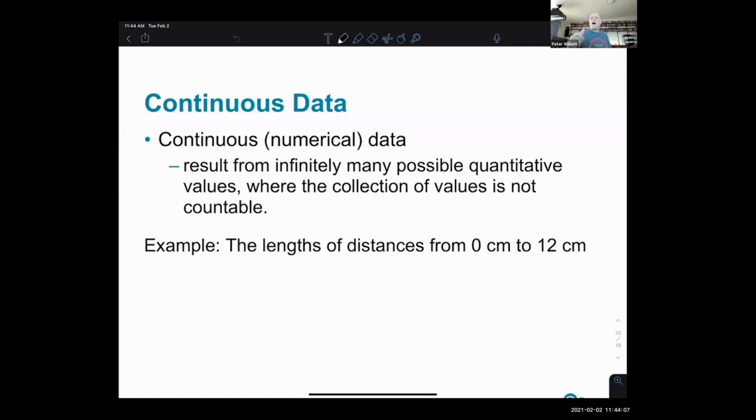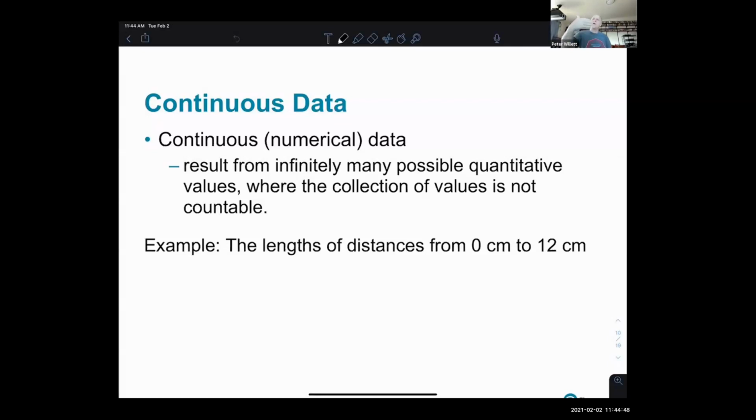You could have 5.738924397 centimeters. And if I change any one of those decimal values even a little bit, I get a different number. There may be limits on how accurately you can measure, but there is no limit in terms of how the length of a distance from one thing might be from the other. There are infinitely many possible measured distances between 0 and 12. They're only limited by your accuracy, not limited by the nature of the data that you're collecting itself.